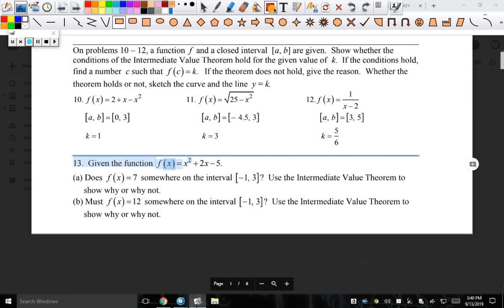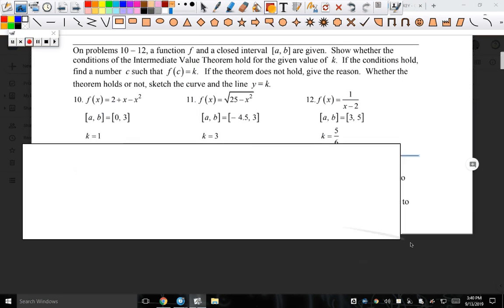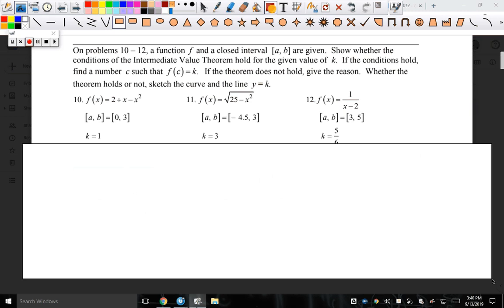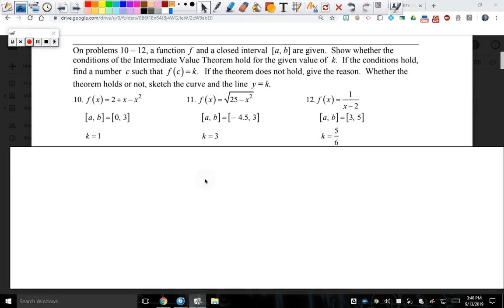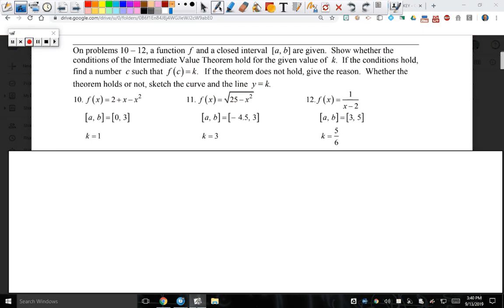So we are looking for justifiable work practice for the questions on the test that are dealing with IVT. Okay, so let's do number 11. It says the function f is closed on a to b, so it's existing between these two numbers, inclusively, with the endpoints. Show whether the conditions of the intermediate value theorem hold for the given value of k.